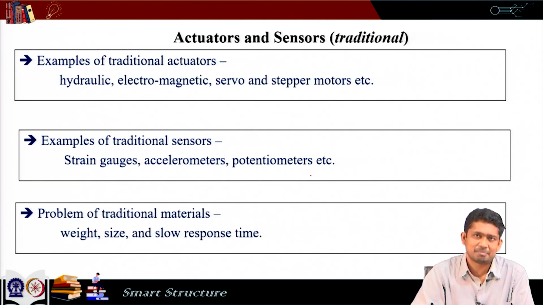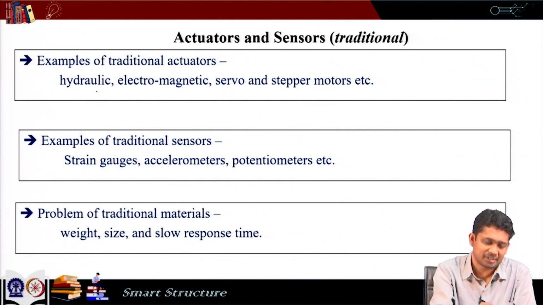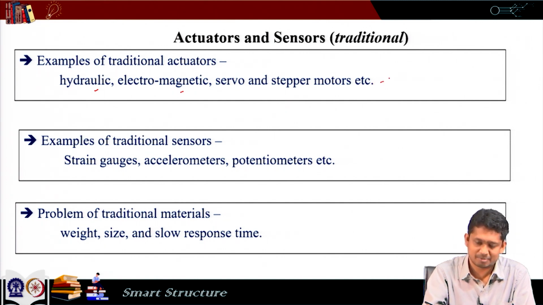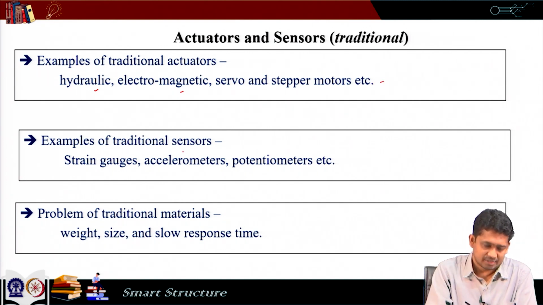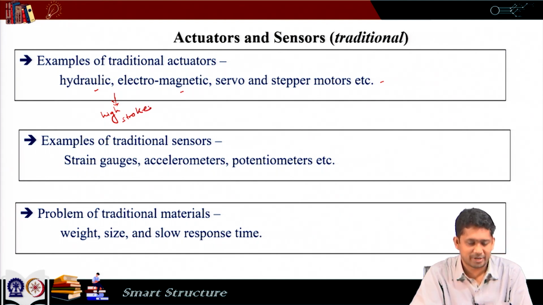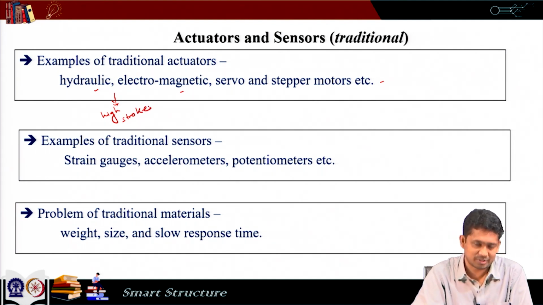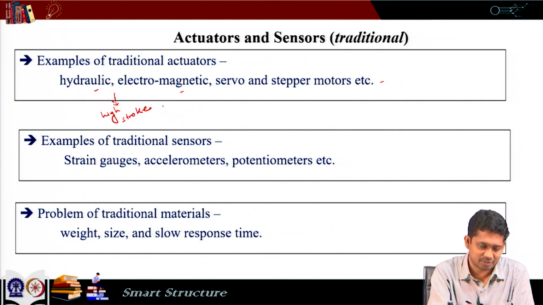So, here we have examples of traditional actuators and sensors. Traditional actuators can be hydraulic actuators, electromagnetic actuators and servo and stepper motors. Now, these actuators generally have a high stroke. As compared to the smart material actuators which we will discuss, these generally have higher stroke. And examples of traditional sensors include strain gauges, accelerometers, potentiometers.